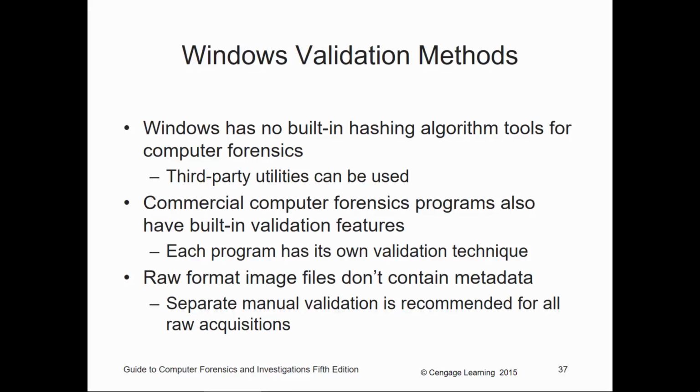Windows has no built-in hashing algorithm, so we have to get a third-party tool. Normally this means some type of commercial computer forensics program that will have that built-in tool. Raw format images do not contain metadata, so that's more of just an FYI. We can use separate manual validations. If we're dealing with raw, they normally do say separate manual validations, just so it's a little bit better, a little bit quicker.